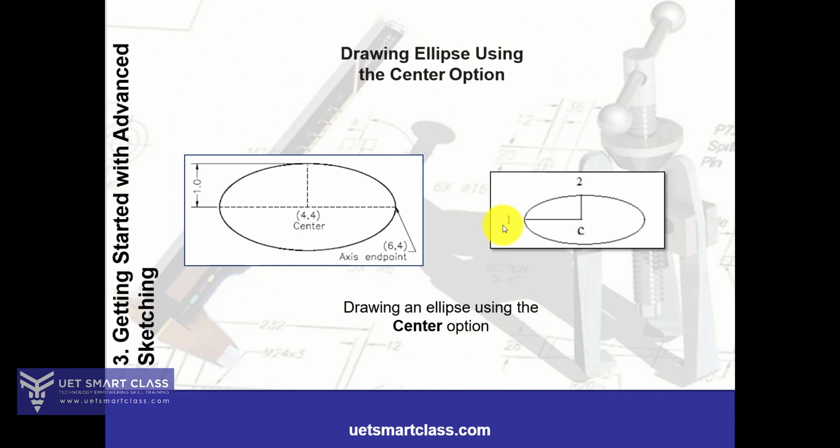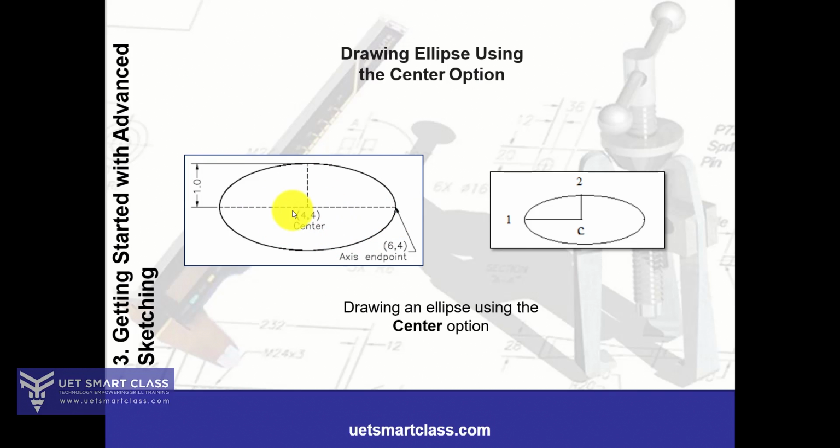Okay, this one. Basically, from the center point, I have to give the first point and then the second point. I have to move towards left or right and then towards up or down, basically giving the distance. Like here in this picture, this is the axis, this is the center point, and this is 1. So I have to give 3 points.